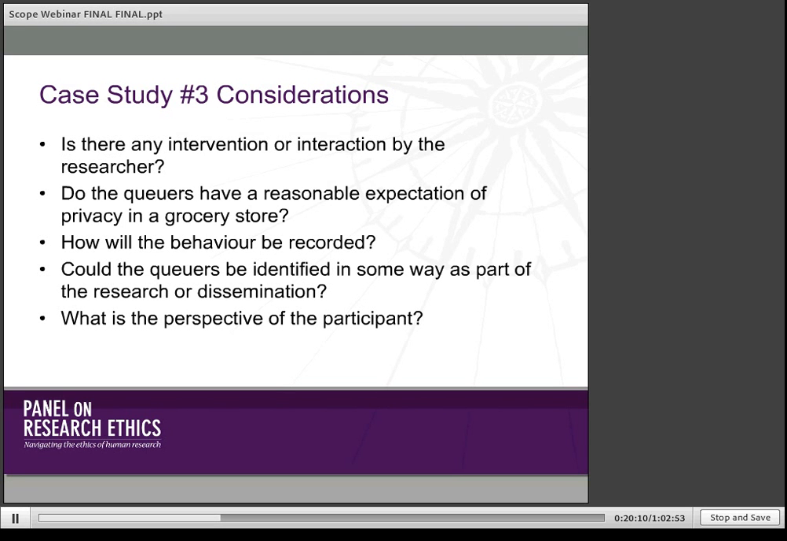Okay, so applying the conditions from Article 2.3, which I see you all did, we see that the researcher is not interacting with the participants. I think it's reasonable to not expect privacy in a grocery store, although the type of grocery store might change that. The third consideration calls out the importance of really understanding what the researcher is recording.